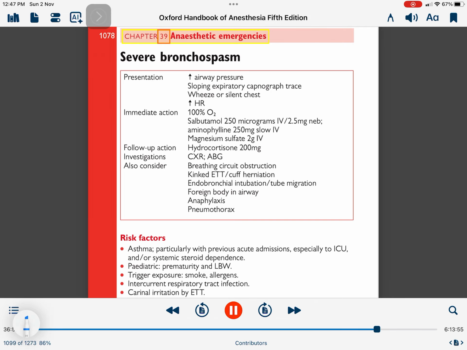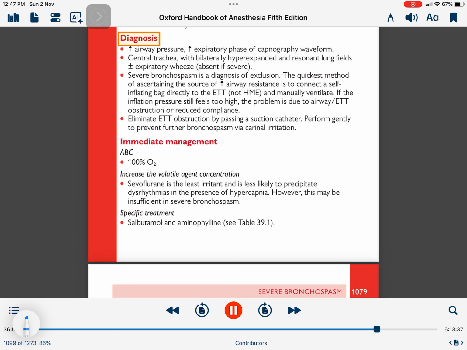Chapter 39, Anesthetic Emergencies. Severe bronchospasm. Risk factors: asthma, particularly with previous acute admissions, especially to ICU, and/or systemic steroid dependence, pediatric, prematurity and LBW, trigger exposure, smoke, allergens, intercurrent respiratory tract infection, carinal irritation by ET. Diagnosis: increased airway pressure, sloping expiratory phase of capnography waveform, central trachea, with bilaterally hyperexpanded and resonant lung fields plus or minus expiratory wheeze, absent if severe.